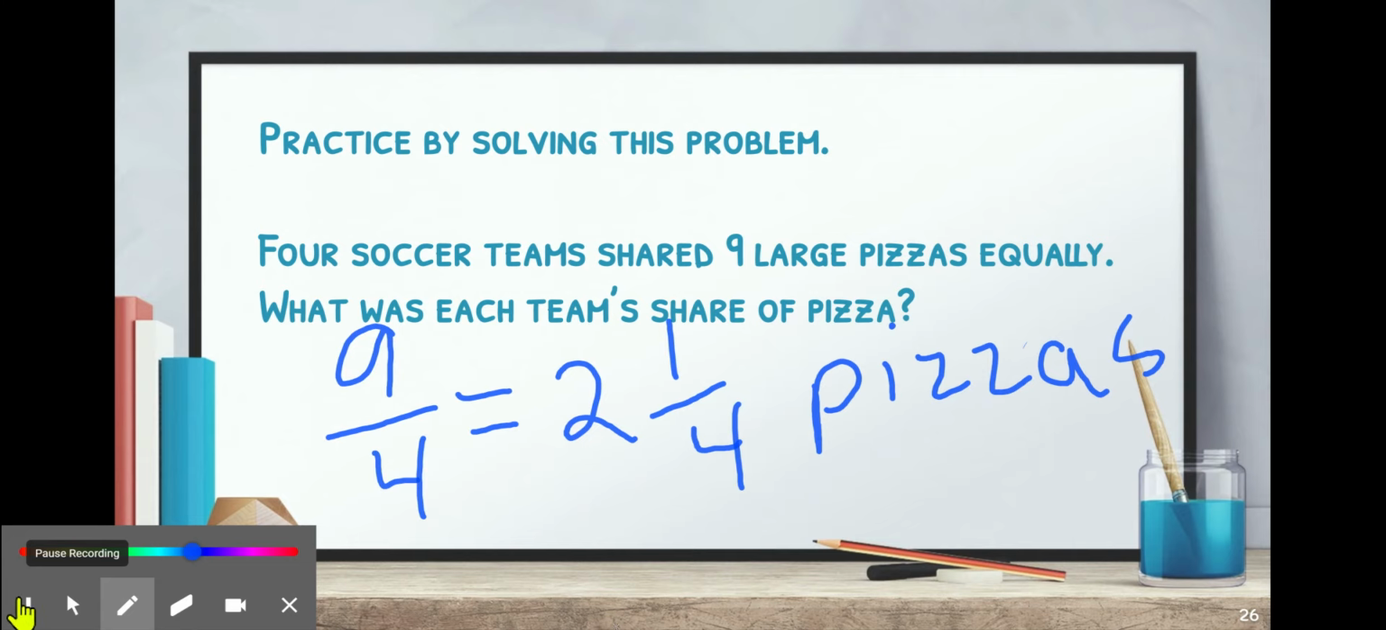This is a 9 divided by 4 problem. The 9 pizzas are being split between those 4 teams. That would be equivalent to 2 1/4 of a pizza.